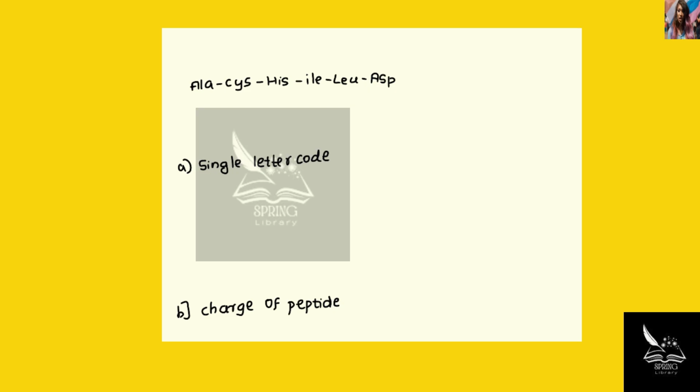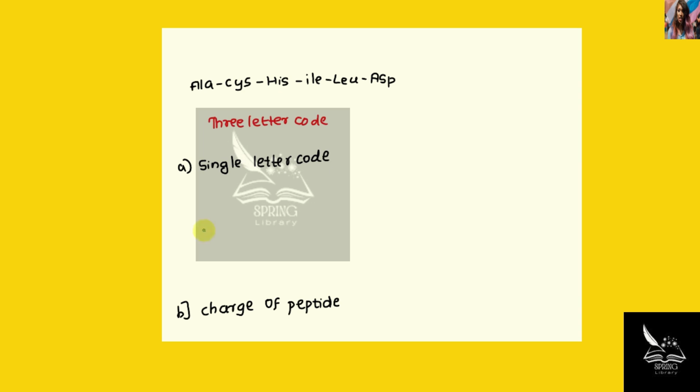Hello students, in this question a peptide is given, and from this peptide we have to write its single letter code. The given forms are of the 3-letter code. So how will we find the single letter code? We only have to write the first letters, the single letter code, for the peptide.